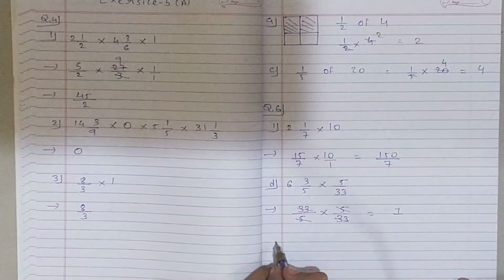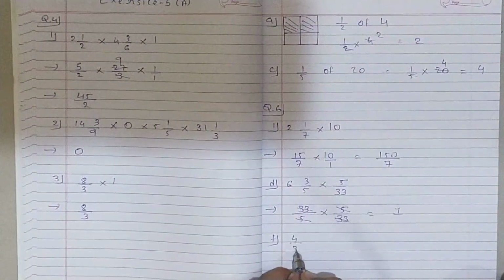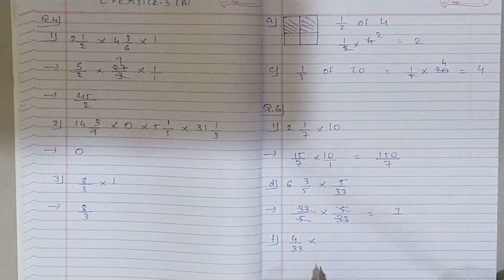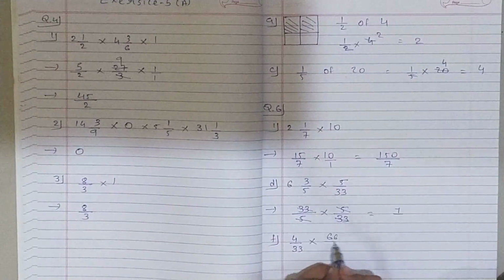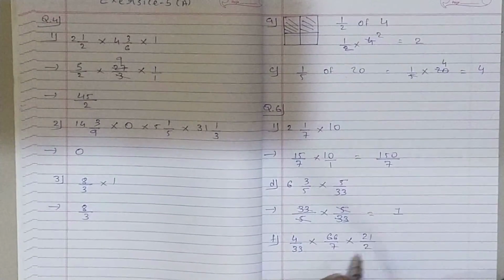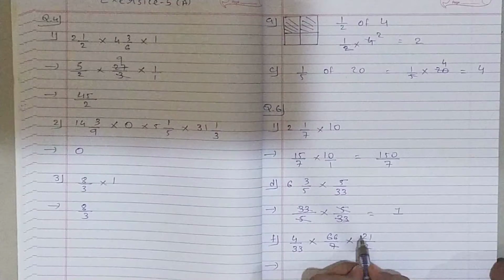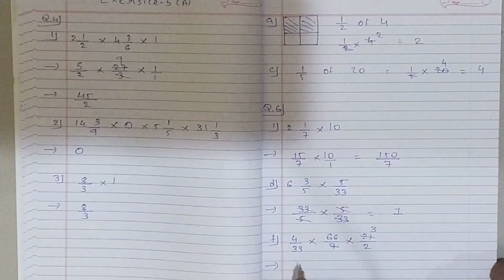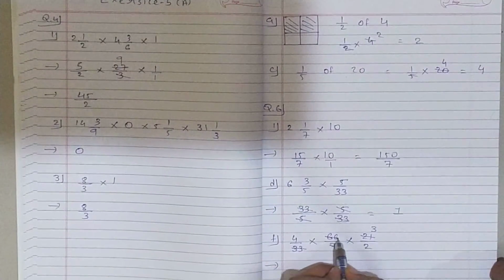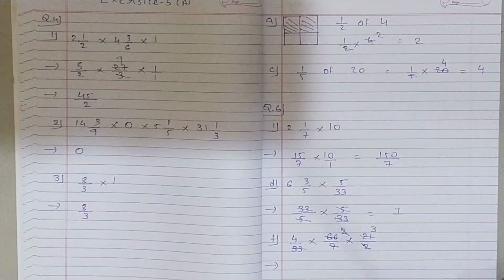Now F, 4/33 multiply by 66/7 multiply by 21/2. We need to see, you must be thorough with the cutting process, then this kind of sum would be easy for you. See, 7 3s are 21, 33 2s are 66. Now this 2 and this 2 get cancelled.